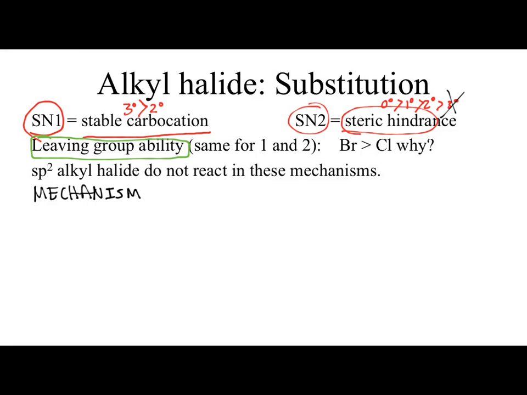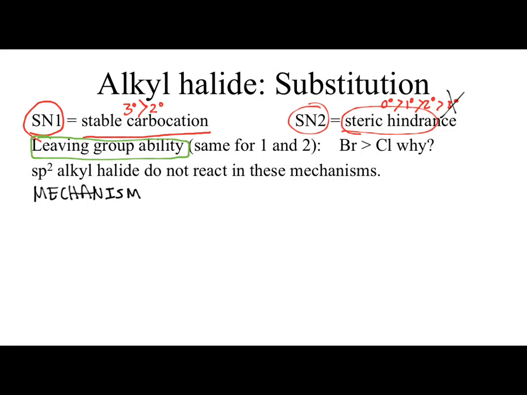The argument that you're going to make is a stability one. Bromide is a better leaving group than chloride because if you look at the negative charge in your product, the bromide disperses that negative charge over a much larger area because bromide is bigger than chloride. Size almost always trumps electronegativity.